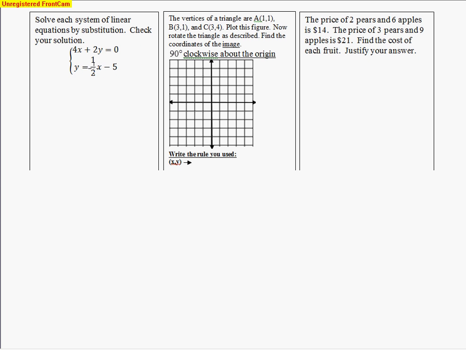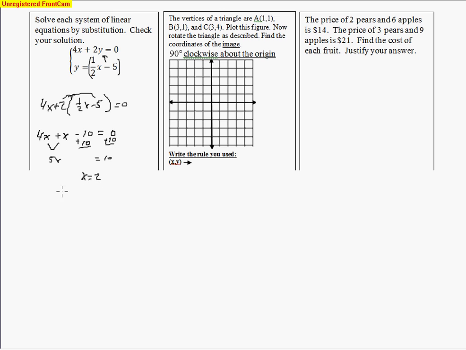Here's a good substitution problem. I'm going to take that 1/2 x minus 5 and put it in for y in this equation. So I've got 4x plus 2, and then I put the 1/2 x minus 5, and all equals 0. So I distribute these two numbers and I get 4x plus x minus 10 equals 0. So I combine like terms, makes 5x. Move that 10 over, and this all equals 10. So I divide by 5, x is 2.